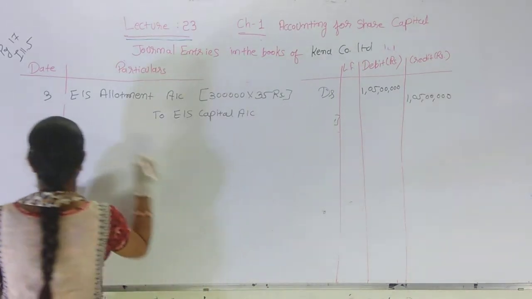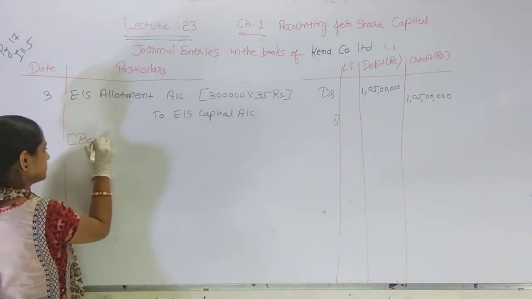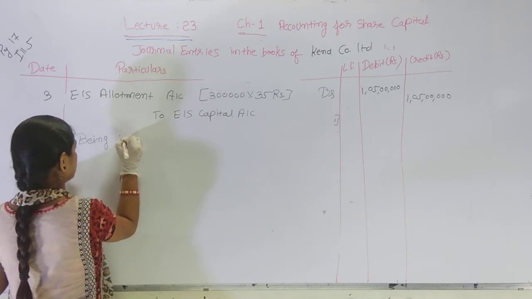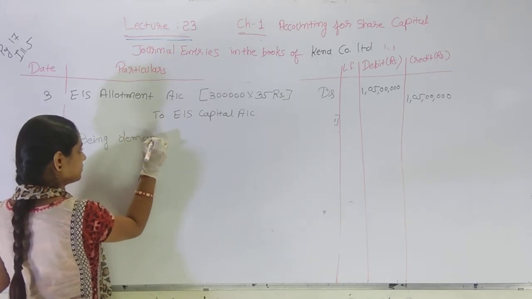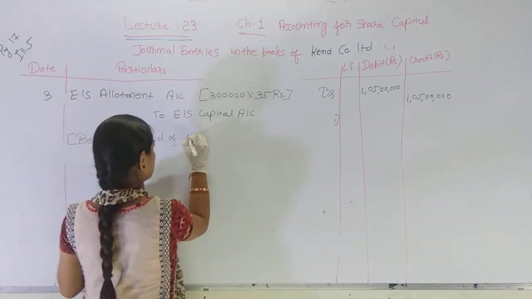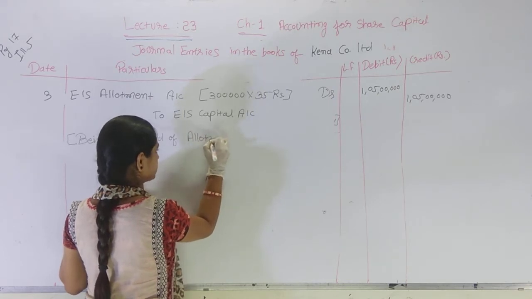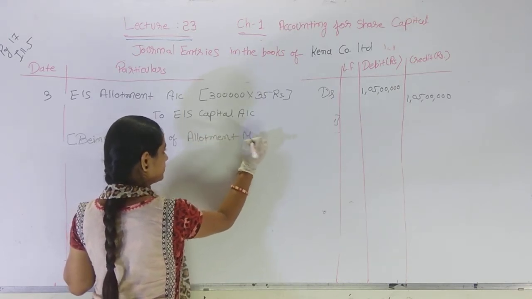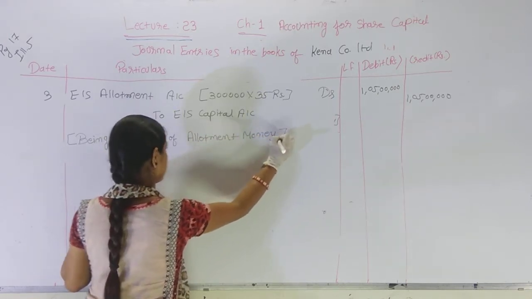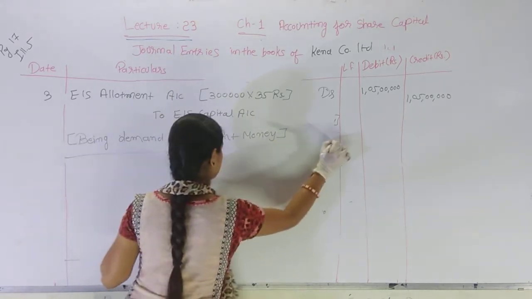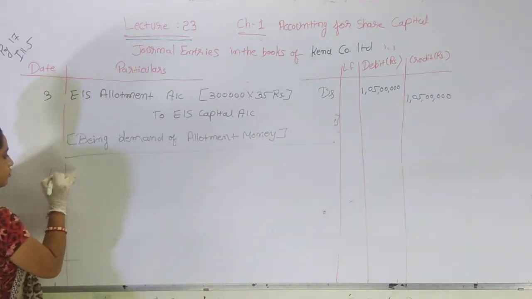Right? Into bracket we'll write being demand of allotment money. Bracket over, underline, leave one line, then fourth entry.